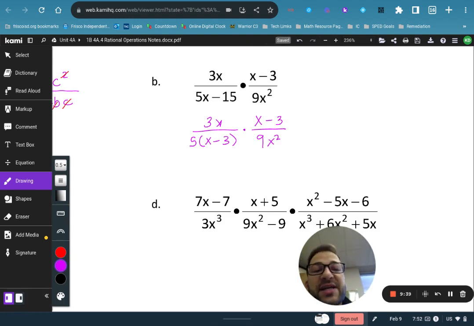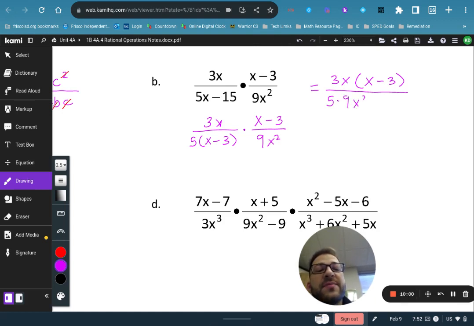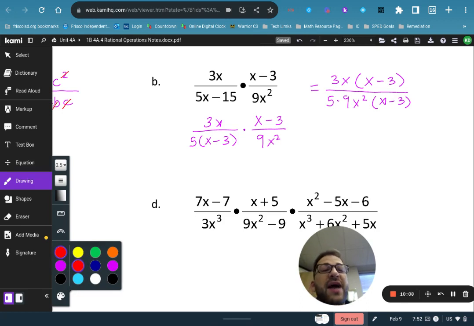So 3x times (x minus 3) would give me 3x(x minus 3). Then on the bottom, we would get 5 times 9x squared. I'm going to do the same thing I did last time: I'm not going to multiply the 5 and the 9. So 5 times 9x squared, and then times (x minus 3).